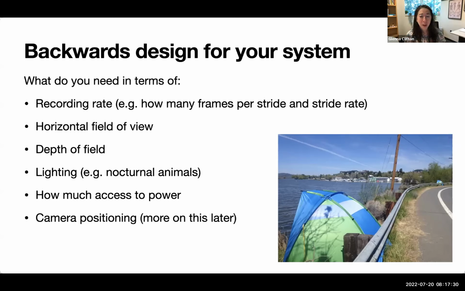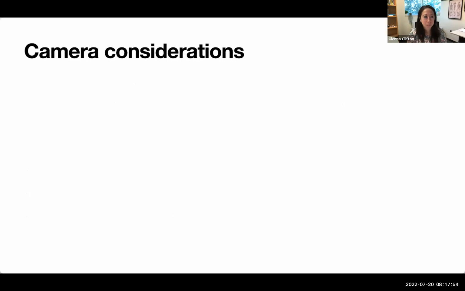How much access will you have to power? Are you going to have to power everything by battery, or will you have access to some kind of power supply? And how are you going to position your cameras? What kind of restrictions are you expecting for the terrain that you're on? I'll talk more on that later too. So these are some of the things I like to think about first, and then work my way into designing my camera system and my setup.